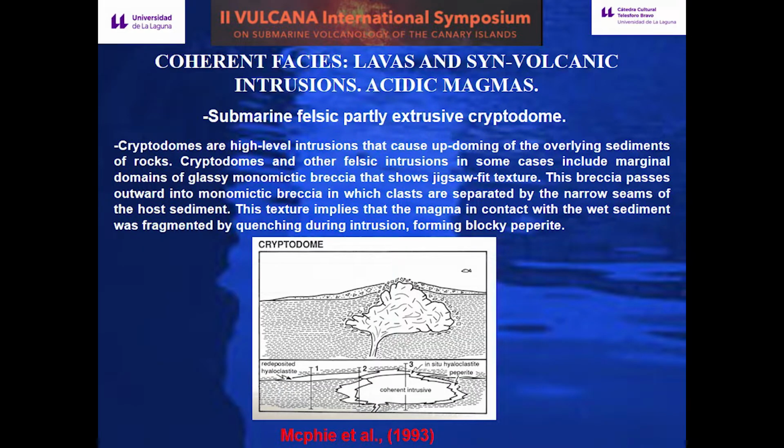Finally, cryptodomes are high-level intrusions that cause updoming of the overlying sediment or rocks. Cryptodomes and other felsic intrusions in some cases include a marginal domain of glassy monomictic breccia that shows jigsaw-fit texture. This breccia passes outward into monomictic breccia in which clasts are separated by narrow stems of the host sediment. This texture implies the magma in contact with wet sediment was fragmented by quenching during intrusion, forming blocky peperite.